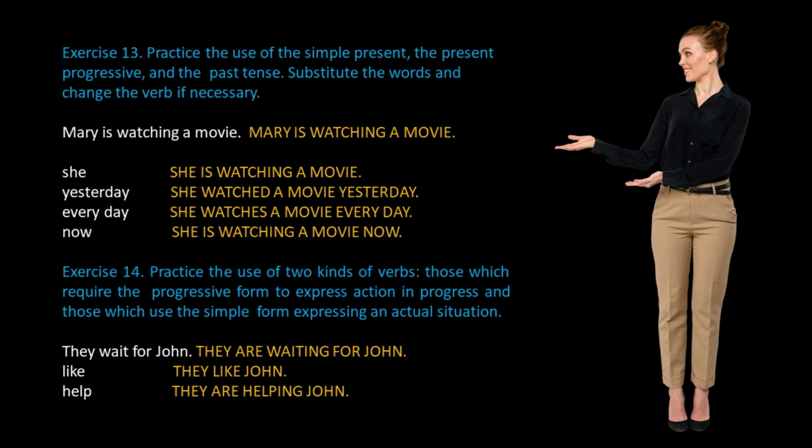Exercise 14. Practice the use of two kinds of verbs. Those which require the progressive form, to express action in progress, and those which use the simple form, expressing an actual situation. For example, they wait for John. They are waiting for John. Like. They like John. Help. They are helping John. Now, please do the following exercise. You can pause your video until you finish the exercise.